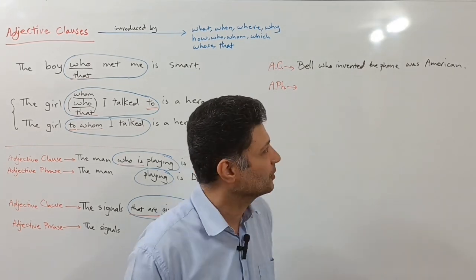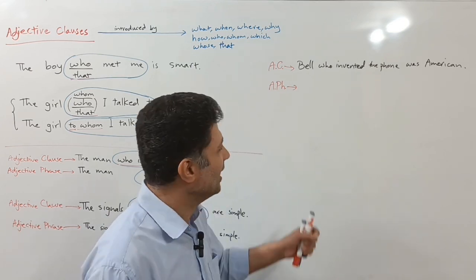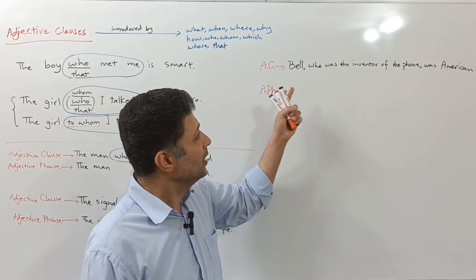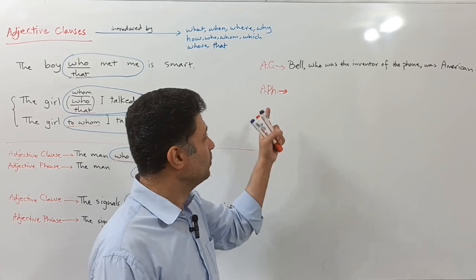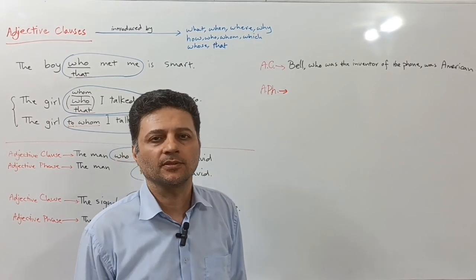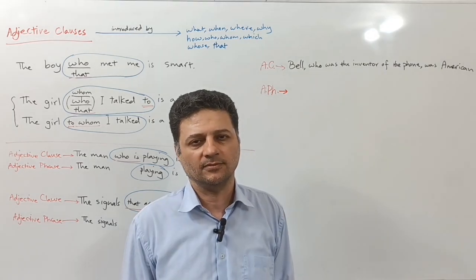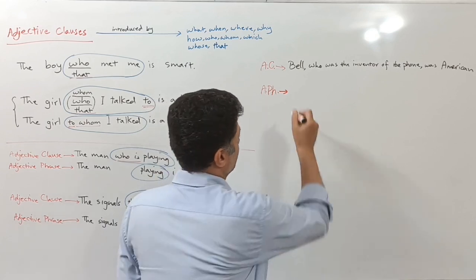Now I have a question for you, okay? You have just a little time to think about it and tell me how smart you are. Bell, Alexander Graham Bell, who was the inventor of the phone, was American. Now, what's his adjective phrase? You get just a few seconds to think of an answer. You got it right. Well, let me write it for you.